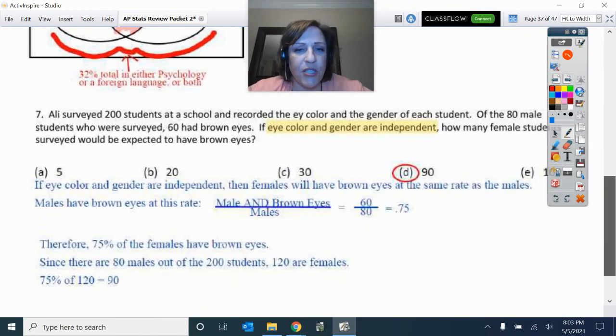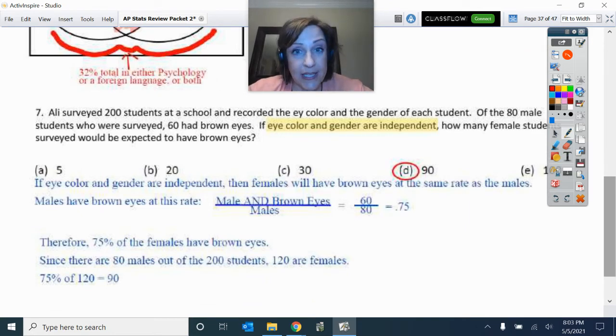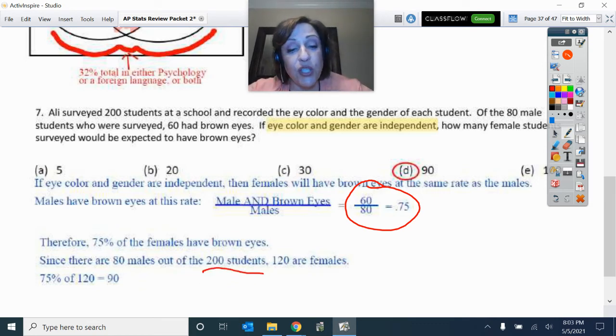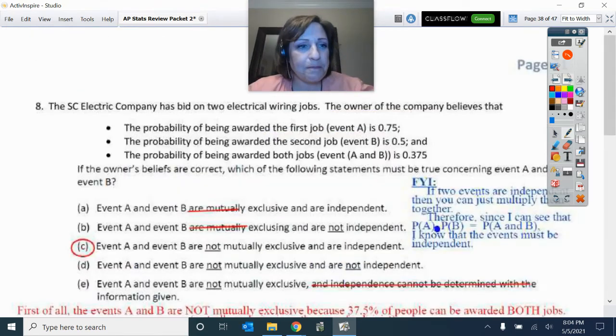All right, number 7. Eye color and gender are independent. So that means if you know the rate at which males have brown eyes, then you know that the females will be the same rate. So I can tell that, again, 75% of the males have brown eyes. So then you set that female rate to the same. So make it so 75% of the females have brown eyes. If there were 80 males of the 200 students, then 120 were females. So I did 75% of the 120. And that's how I get 90.